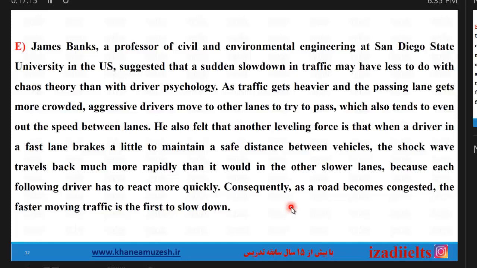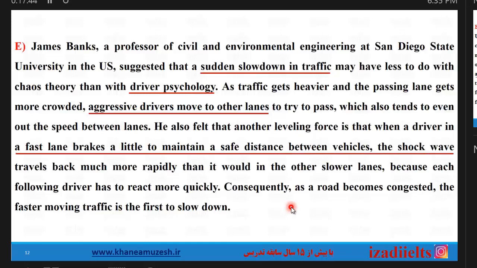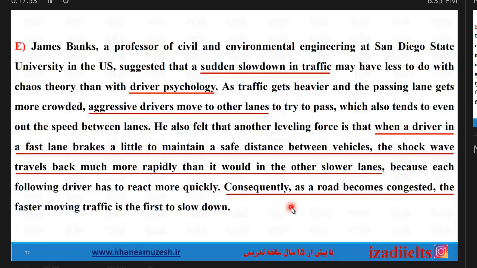Why not? Yes, sure. You know, words like consequently, so, as a result, these are the key words or discourse markers that can help you probably. This is going to be the summary of the paragraph. Do you agree? Yeah. So these are the sentences I have underlined. Sudden slowdown in traffic, driver psychology, aggressive drivers move to other lanes, fast lane brakes a little to maintain safe distance between vehicles, the shock wave travels back much more rapidly than it would in other slower lanes, and the consequently sentence.